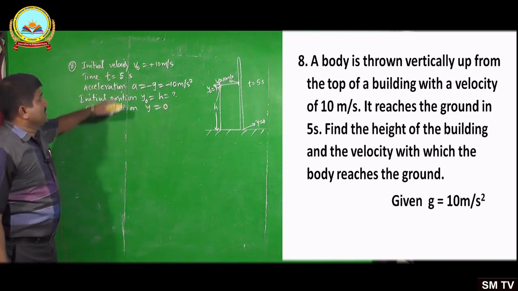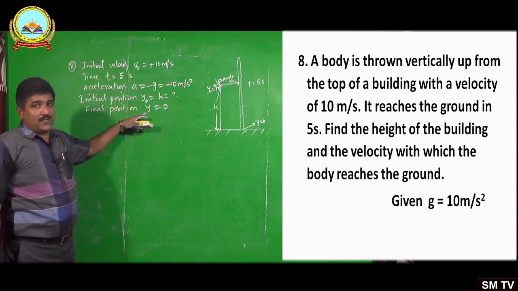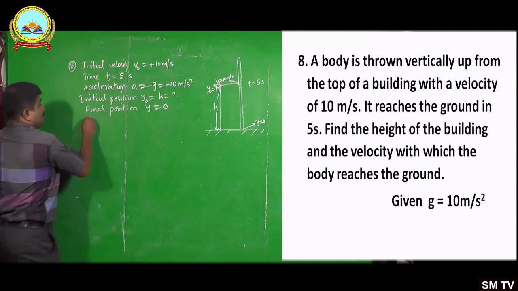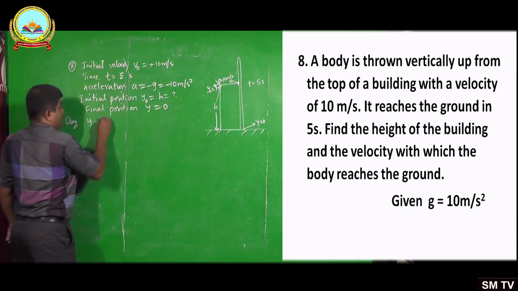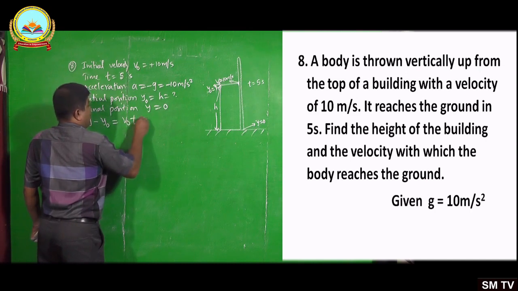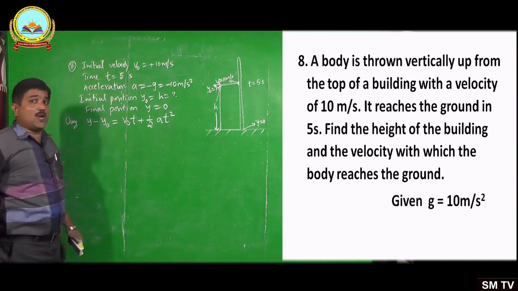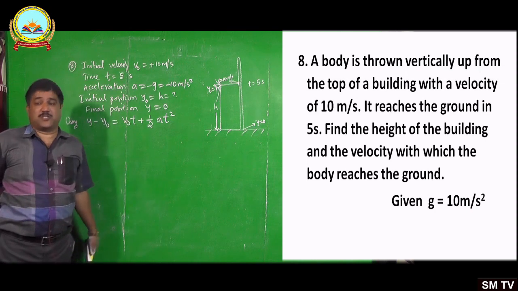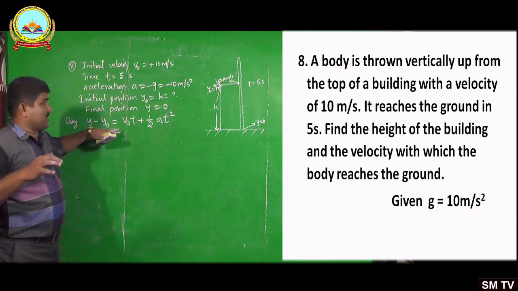Now which equation? Just observe the numbers. v naught is there, time is there, a is there, y naught, y. So that is equation number 2 for vertical motion: y minus y naught equals v naught t plus half a t square, because time is given here. When time is not given, you are supposed to go for the last equation where the final velocity you must know. Here the final velocity is not given, we have to find it. So it is either the first or second.